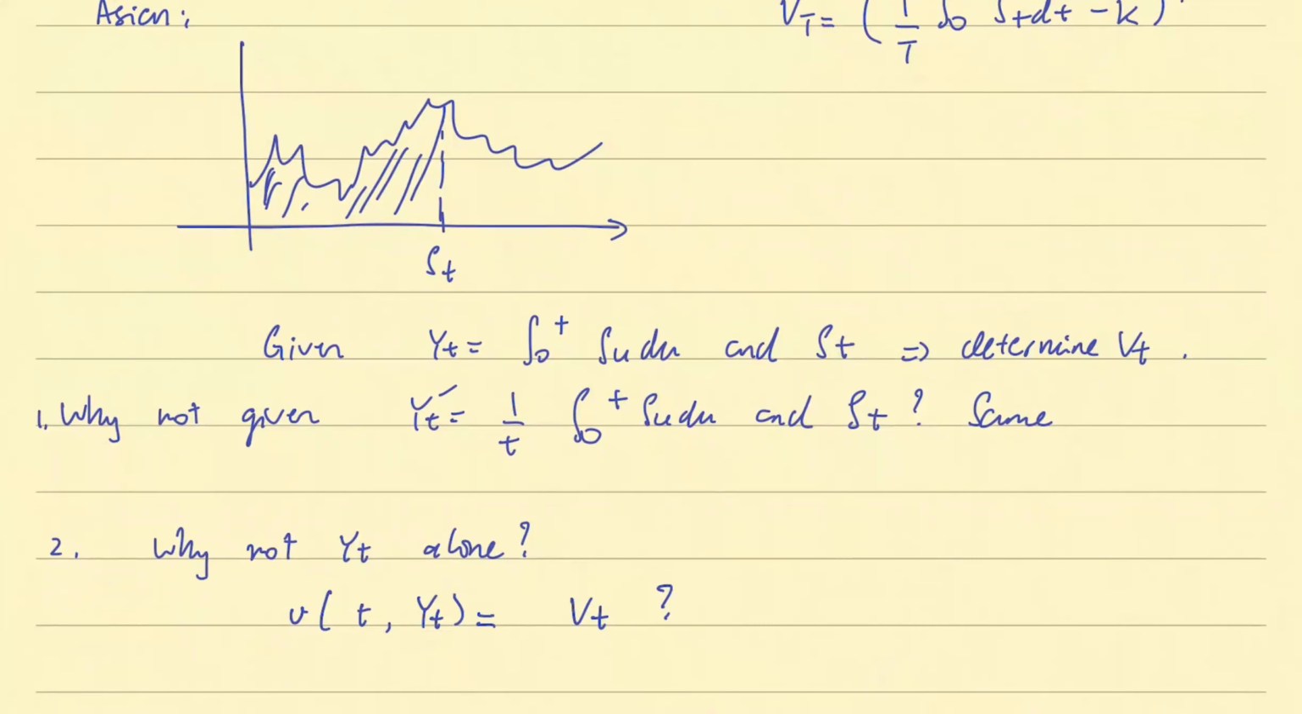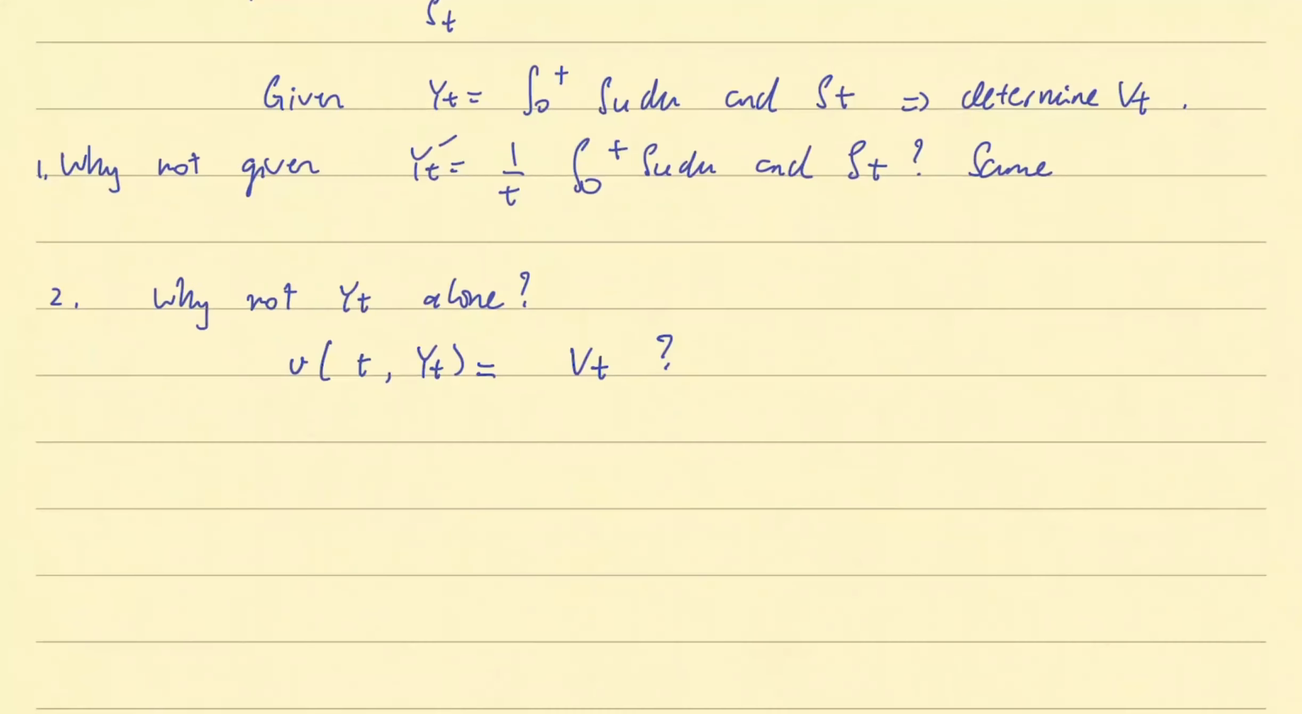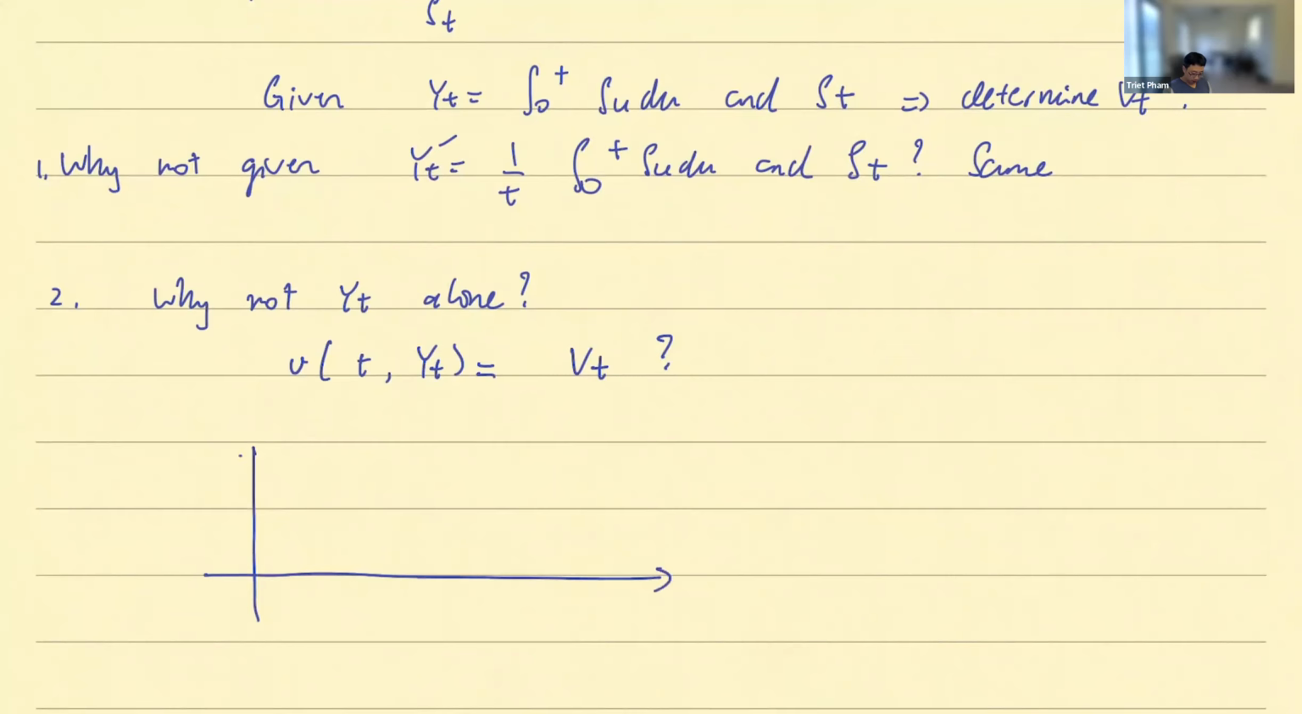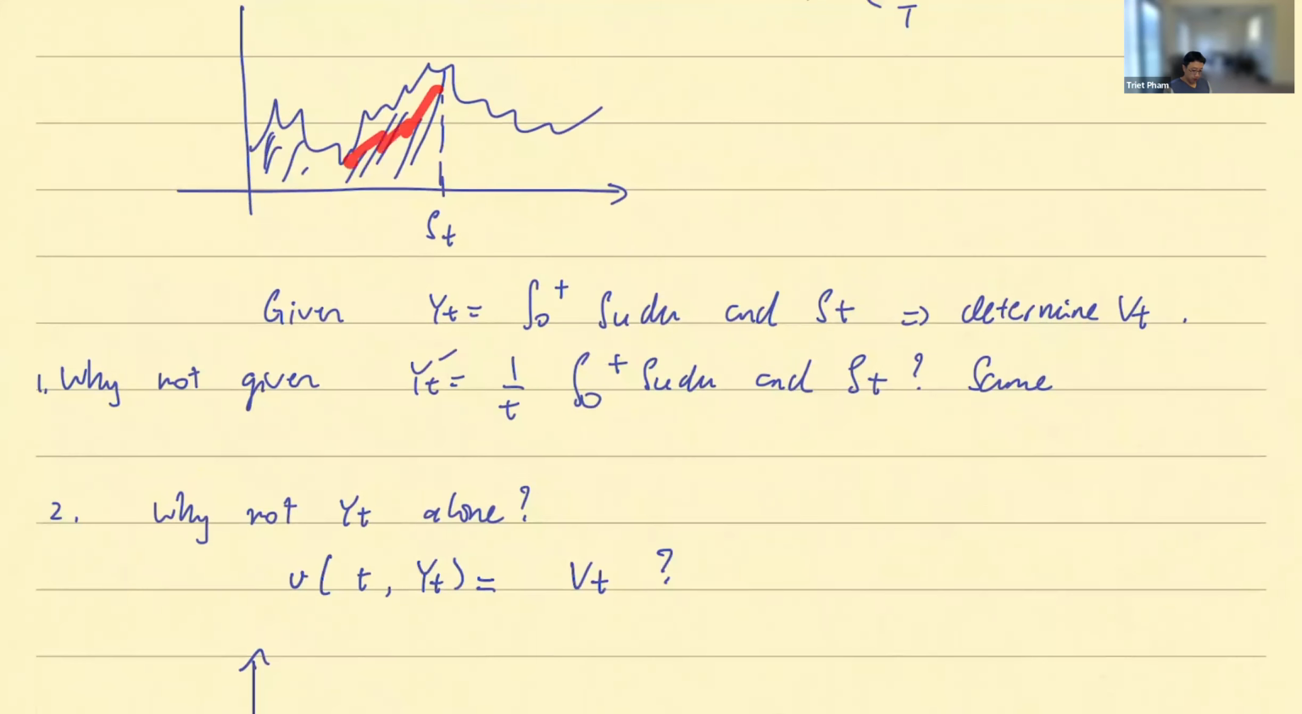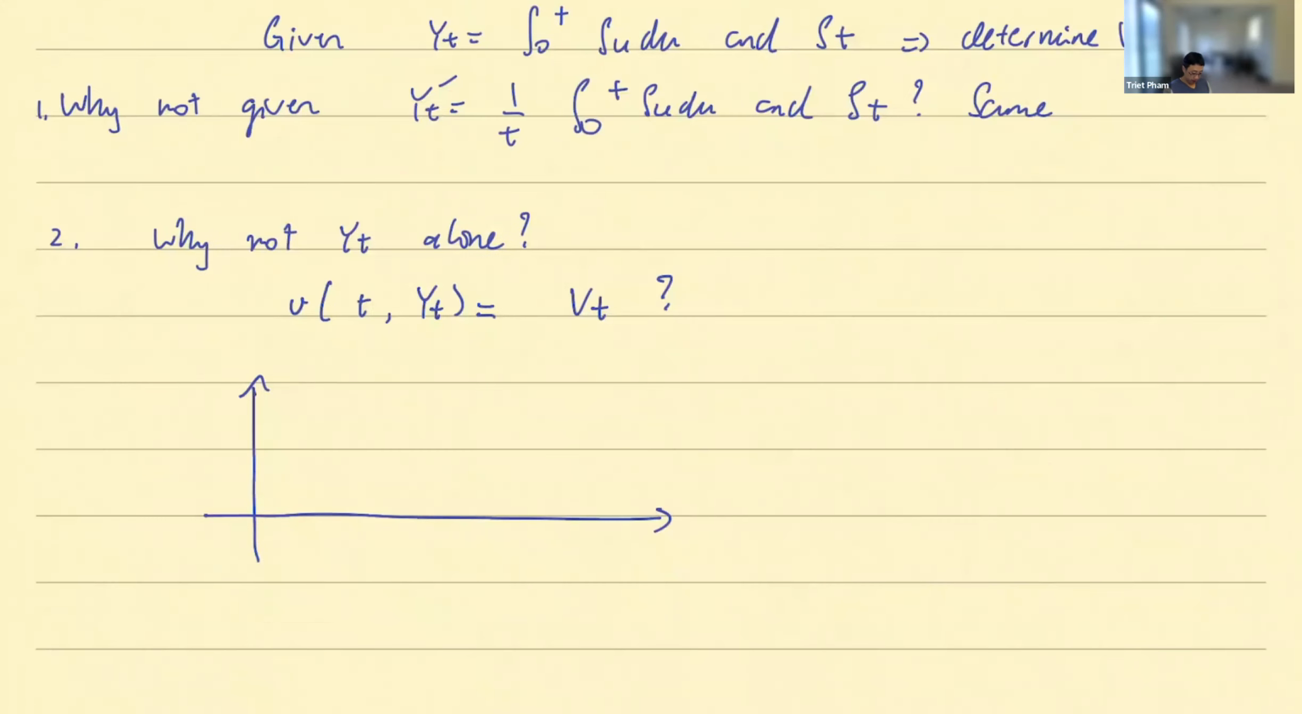I would say because there's theoretically infinitely many paths that can give you the same area Y_T, but you kind of need S_T to narrow it down. That's exactly the right answer. That's very good. Exactly. Because this area here is just a number, right? So exactly like Kareem was saying, suppose you're given this path.